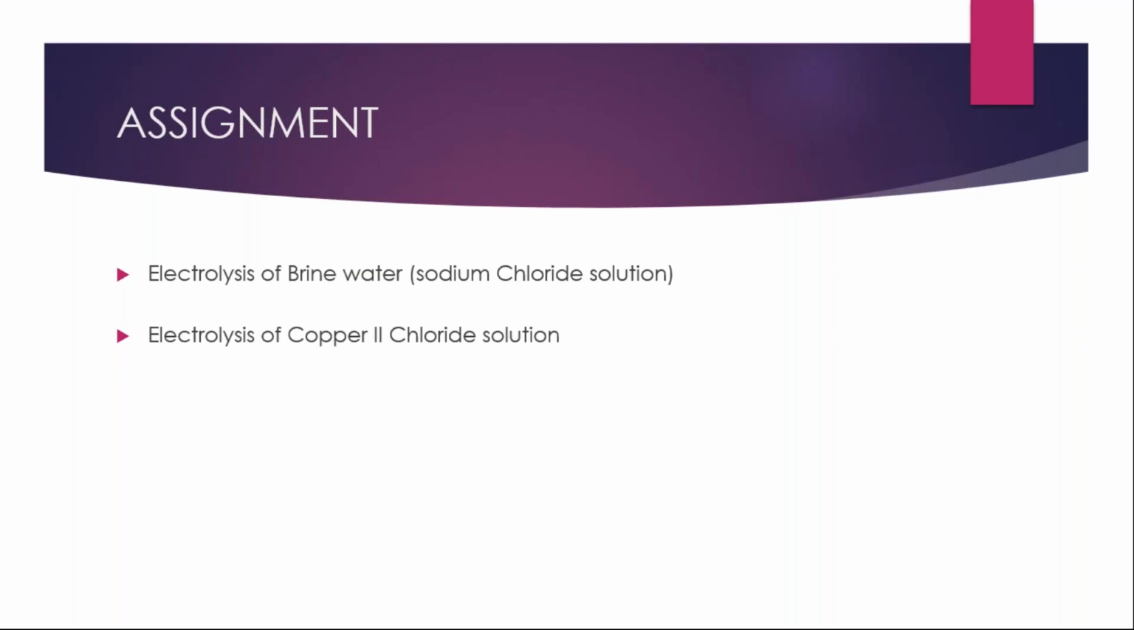So 3 things: sketch the apparatus, identifying all the apparatus that is required for such electrolysis; show us the cathodic reaction and the anodic reaction; which will then give us the overall reaction. You do that for both the brine water, and also do the same thing for the copper 2 chloride solution.